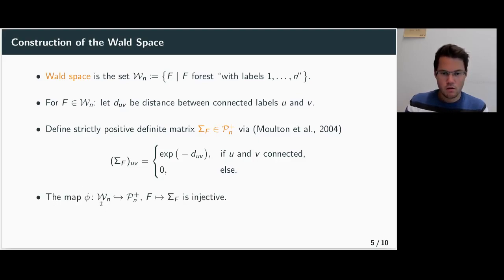Now let's denote this map with phi. So we can actually map each forest into the strictly positive definite matrices. And furthermore, under some technical assumptions, this map is actually injective. Now the question is how to define a metric on this Wald space, Wn.